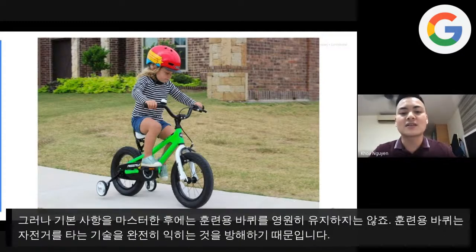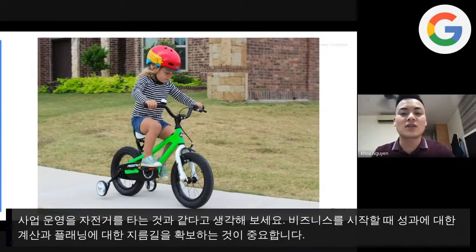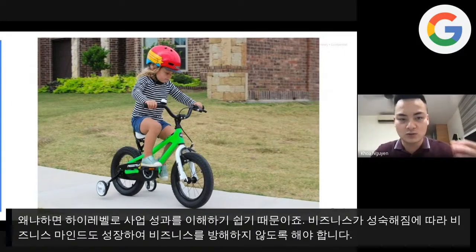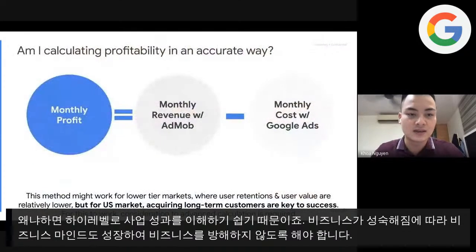Similarly, running the business is like riding a bike. When you're starting out, it's great to have shortcuts in calculation and planning, since it's easy to understand the high-level aspect. But as your business matures, your business mindset needs to grow as well, so that you don't hinder yourself and the business, right?